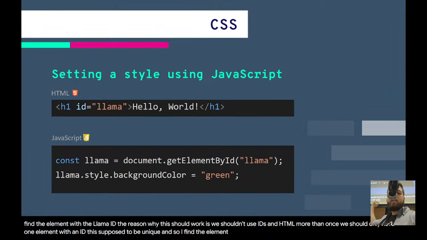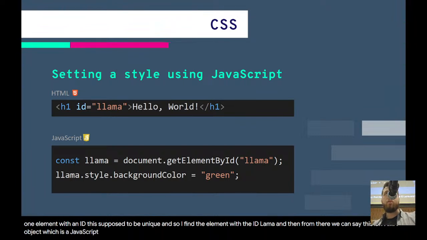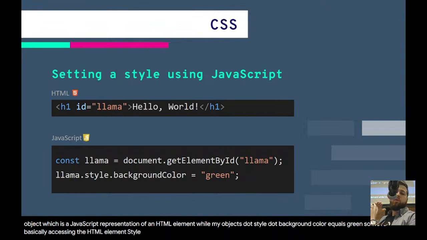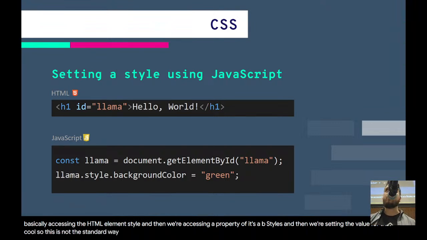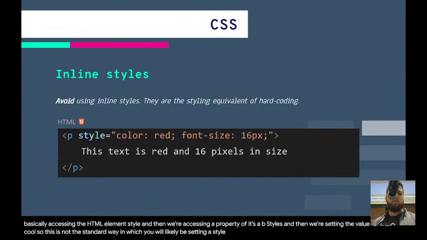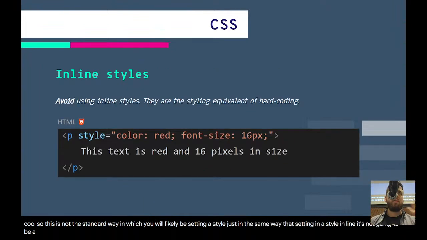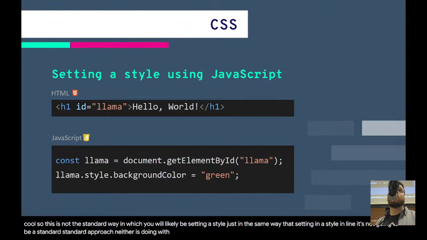And so it finds the element with the ID llama, and then from there we can say this llama object, which is a JavaScript representation of an HTML element, llamaObject.style.backgroundColor equals green. So we're basically accessing the HTML element's style, then accessing a property of its styles, and setting the value for that. Cool. So this is not the standard way in which you will likely be setting a style. Just in the same way that setting a style inline is not going to be a standard approach, neither is doing it with JavaScript, but it is something that we can do. So, questions on the JavaScript side of setting a style?